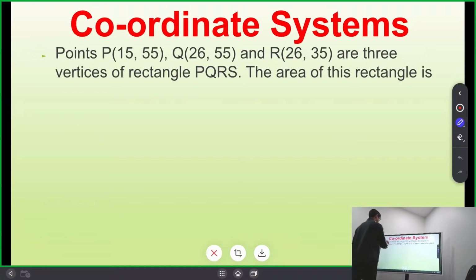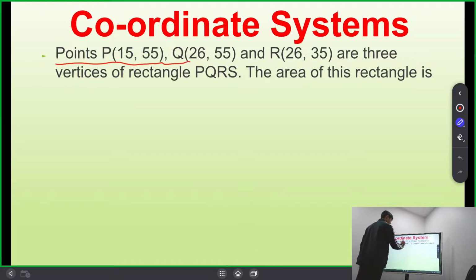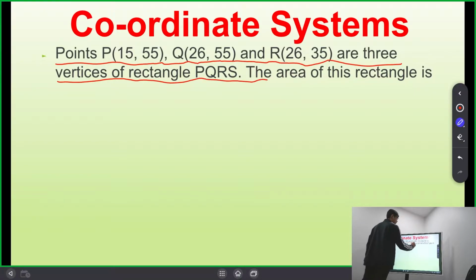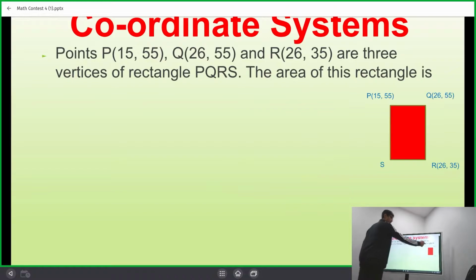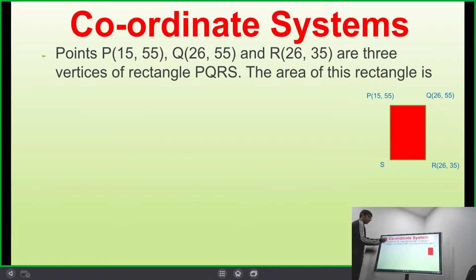It says points P (15, 55), Q (26, 55), and R (26, 35) are three vertices of the rectangle PQRS. The area of this rectangle is, and this is how the rectangle looks. So we need to find out the area for this problem.